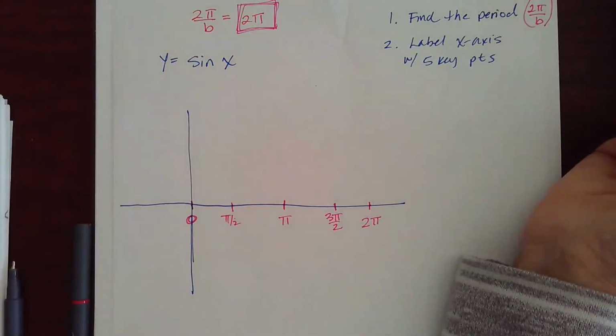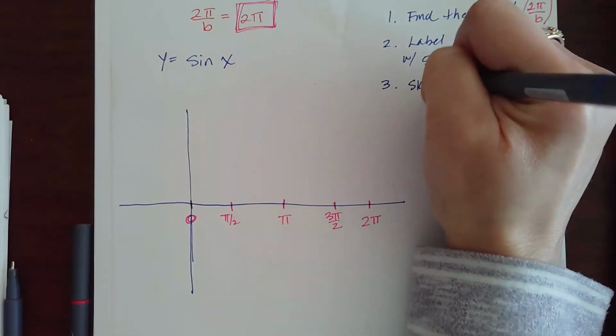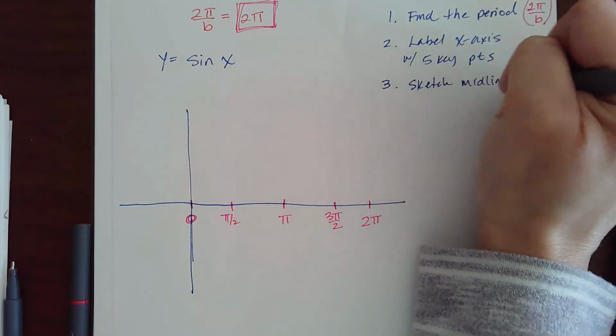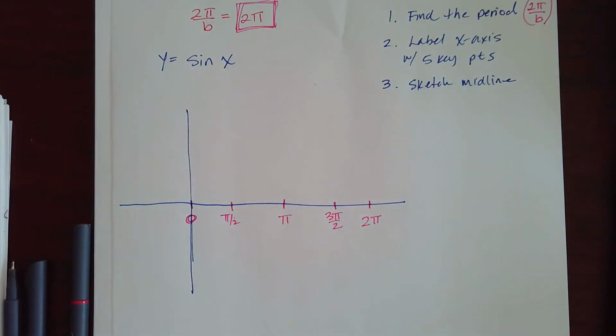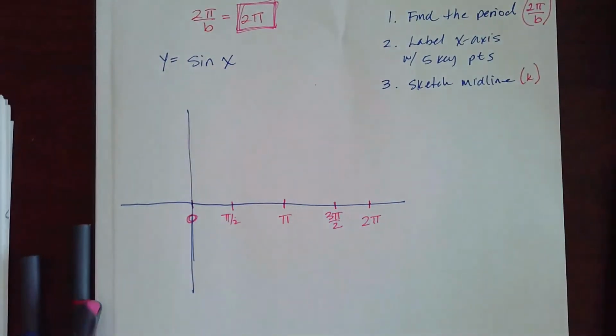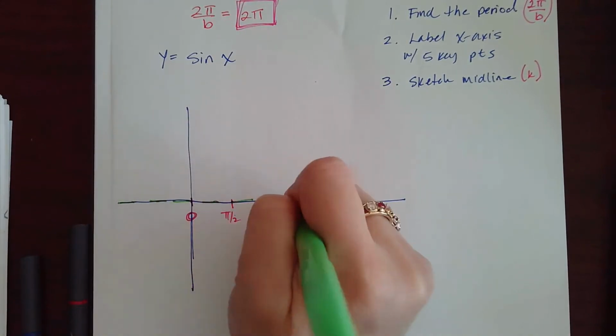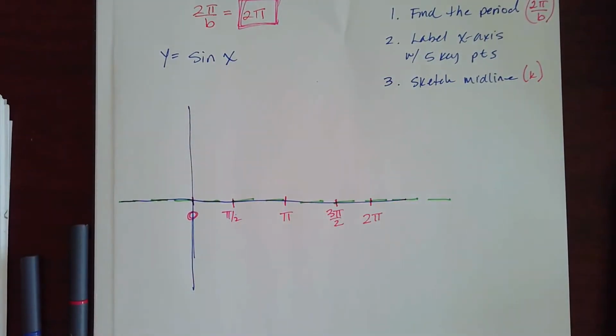All right, so once we've labeled the x-axis, step number 3 is to sketch your midline. So I always do this part. Now again, do you have to? No, but I always do this part. So your midline is your k value. So if you remember, I'm just going to write down in parentheses k. So your k value in this particular problem is 0. So I'm going to use a green marker here. I'm just going to put a dashed line right at y equals 0. And again, you don't have to label it. You really don't even have to include it on your graph, but I like to just because it gives me a good visual of what I'm actually graphing.